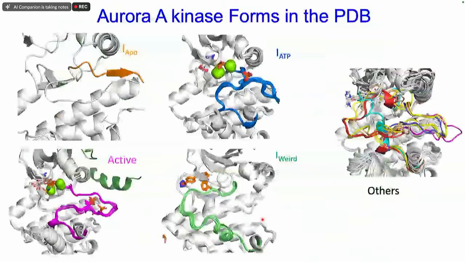That was CDK2. And then here is a set of weird inhibitors that stabilize a different structure. Now the loop goes way to the left and then comes back. So that's yet a different structure. And then these are a whole bunch of other structures of the same kinase.